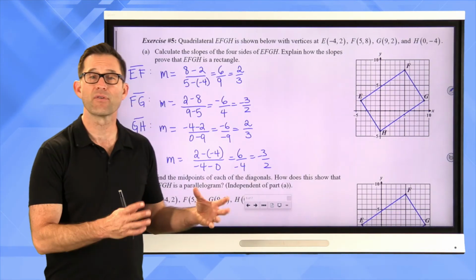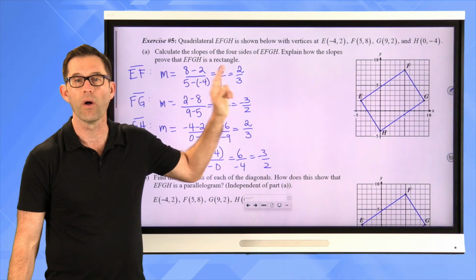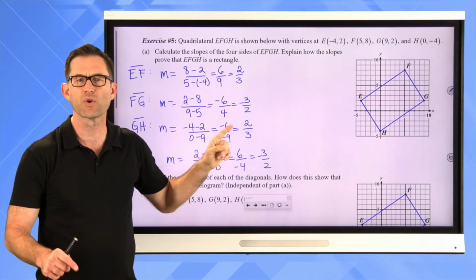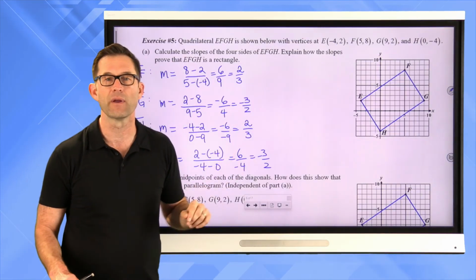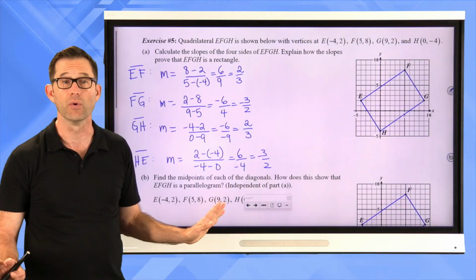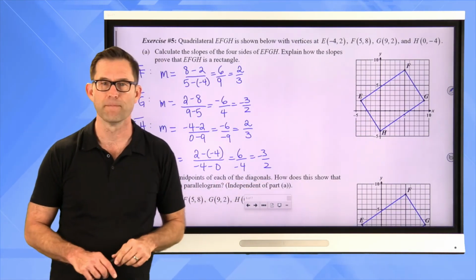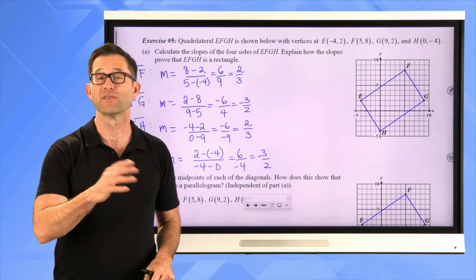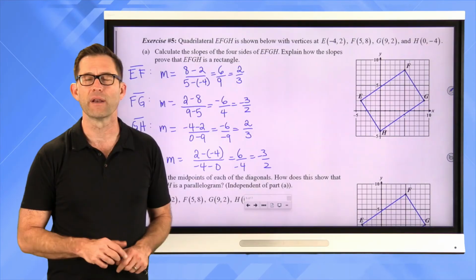Now, a lot of students, after they've calculated these slopes, want to immediately jump and look at the slopes that are equal. Oh, 2/3 and 2/3. Those are equal, so EF is parallel to GH, and -3/2 and -3/2, so FG is parallel to HE. All of which is true, but all of which really just goes on to show us that this is a parallelogram. But we already knew that because any kind of rectangle would be a parallelogram. That's not what we're trying to prove.